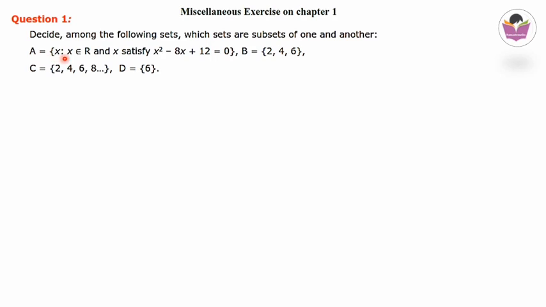A is equal to the set of x such that x is an element of R and x satisfies x square minus 8x plus 12 is equal to 0. B is equal to the set {2, 4, 6}. C is equal to the set {2, 4, 6, 8} and D is equal to the set {6}. So B, C and D are no problem because the elements are easily identifiable.